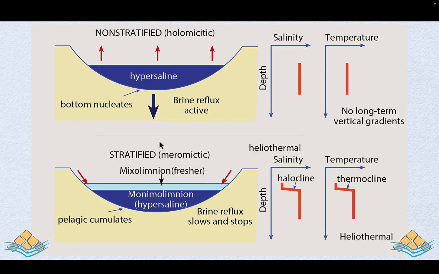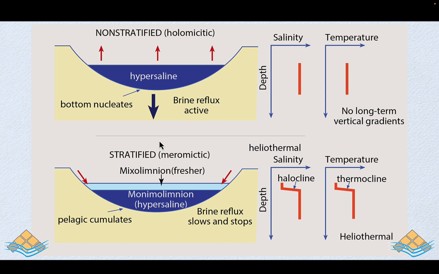The schematic is illustrating the same thing. In the upper, we have a homogeneous hypersaline water mass. It's non-stratified. This is sometimes called holomictic or holomixis, where, as you can see in the salinity profile, it's constant salinity, and in terms of its temperature profile, it's near constant temperature. So there's no long-term vertical gradient in those temperature and salinity profiles.